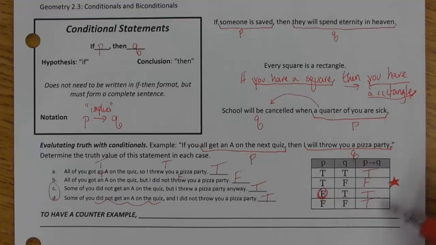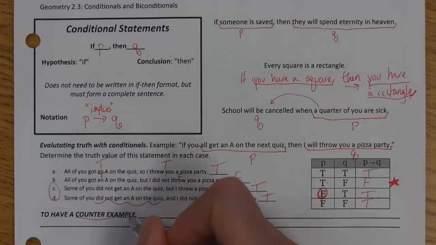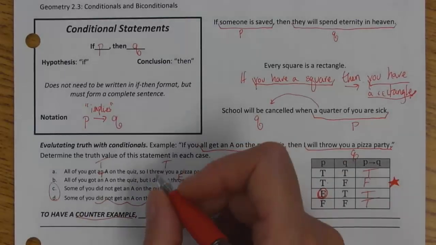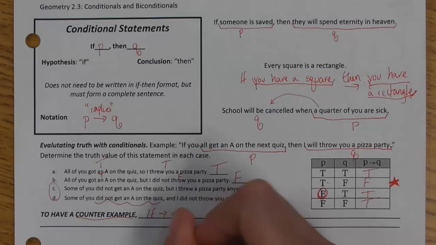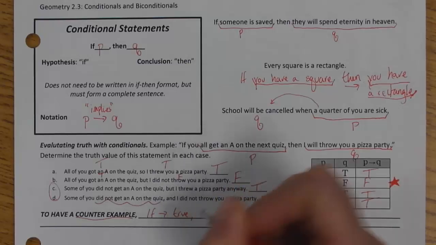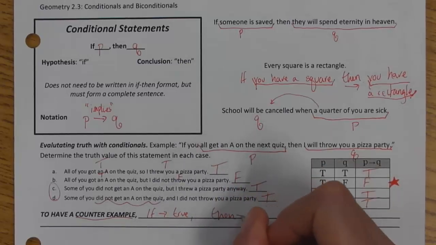And so that's how it's going to end up working in geometry. The only way in which you will be able to prove something wrong with a conditional statement is if the hypothesis is true and the conclusion, the second part, is false. Again, we call this a counterexample. The if portion must be true, the then portion must be false.